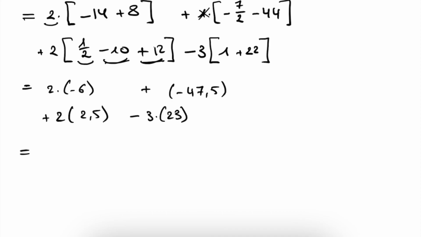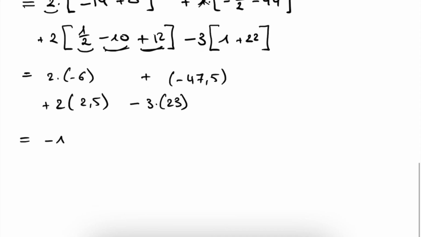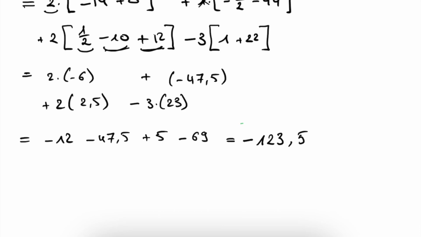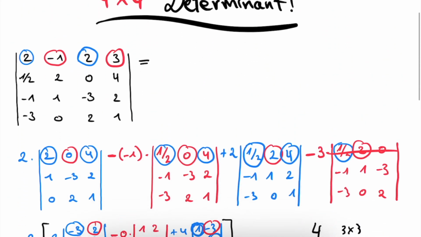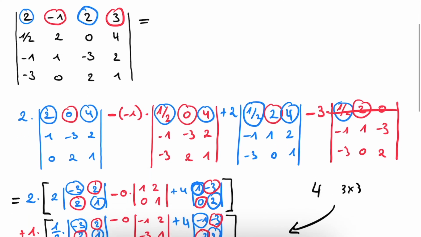And now we're really almost there. So we get minus 12 minus 47.5 plus 5 minus 69 for a grand total of minus 145.5. 23.5. And this is our final result. And I checked it, we didn't make any mistakes. So this number is the result of this 4x4 matrix.